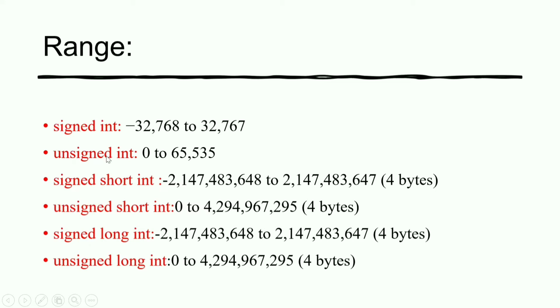Whereas we know that unsigned integers are positive numbers. It starts from 0 to 65,535. Similarly, we have ranges for signed short int, unsigned short int, signed long int, and unsigned long int. Remembering these values is of no use, but sometimes you may get these kinds of questions in placement examinations. Okay, so long int will be of 4 bytes. It will occupy 4 bytes of memory.